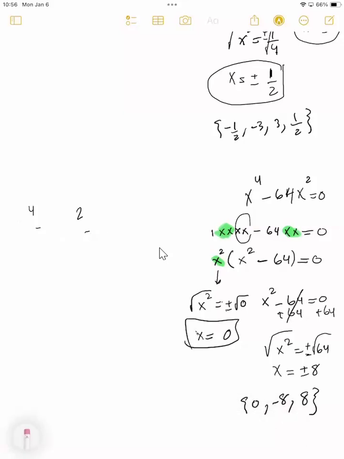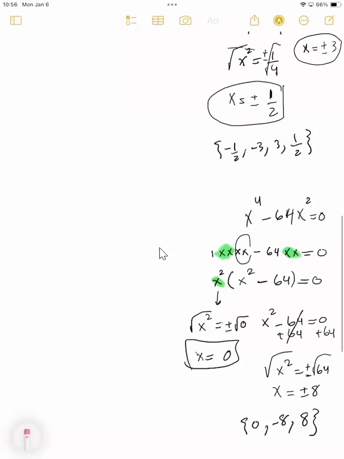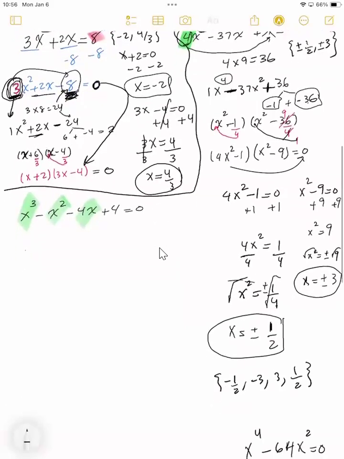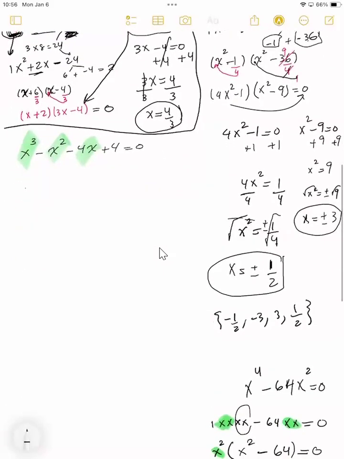Lastly, I have a problem that has 4 terms. And if you remember, when we have 4 terms, we need to do group factoring. And for this problem, I'm going to open up another screen because this screen just has too much data, so it's freezing.